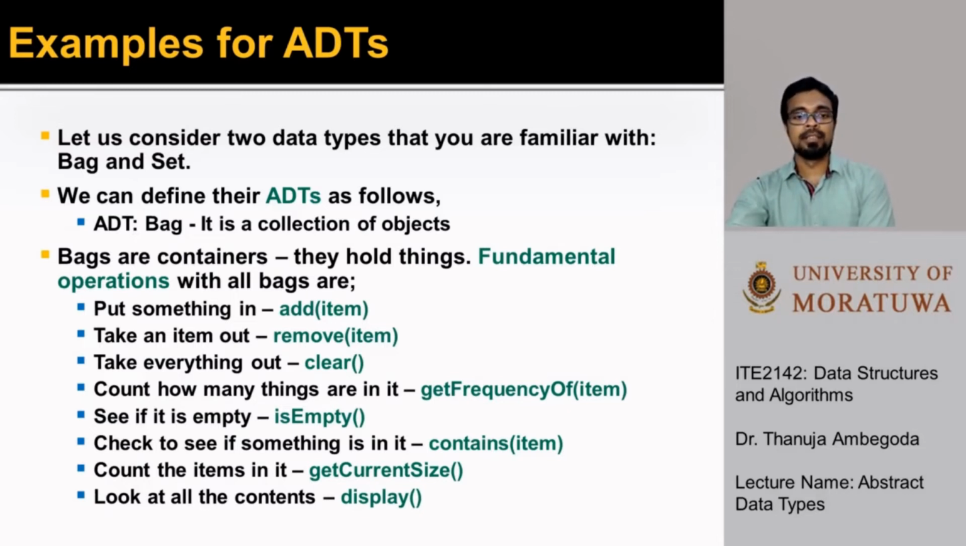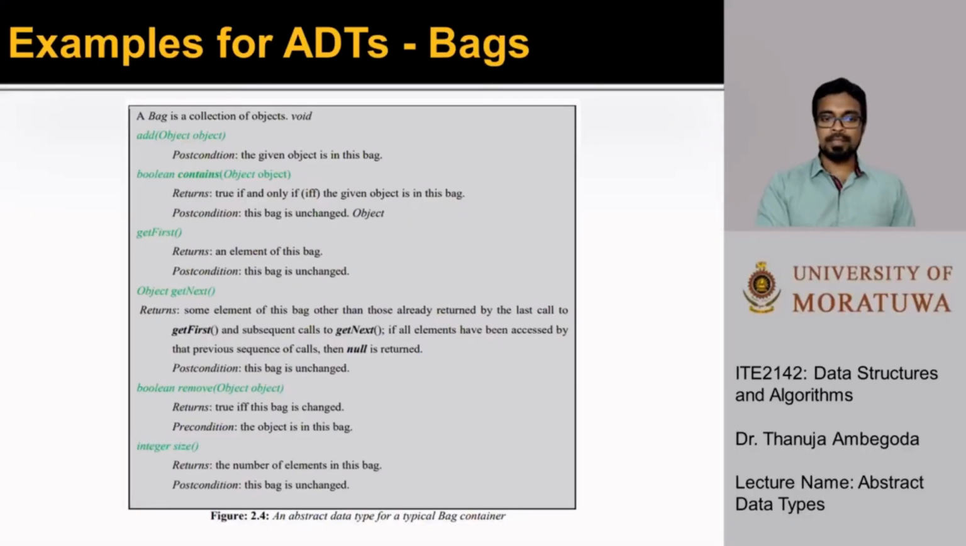If you want to look at all the contents of the bag, you could call the display method. So in this slide, we visualize some more details of all the methods that we discussed in the previous slide. Basically, for each method, we check if there's a return value and what that value is. Some of the methods have a return value. And for all the methods, there's also a post condition. So what are the changes that have happened to the ADT bag after calling that method? Let's look at them one by one.